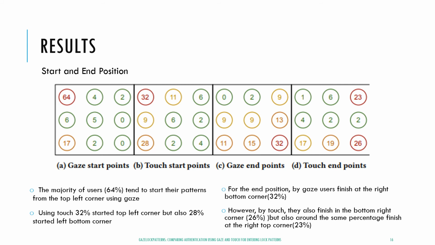However, for the touch end position, 26% of the users ended their pattern with the right down position, and 23% ended their pattern with the top right point. Which means that in general, participants are more aware now of observation attacks, and they started to change their start and end position of their patterns.